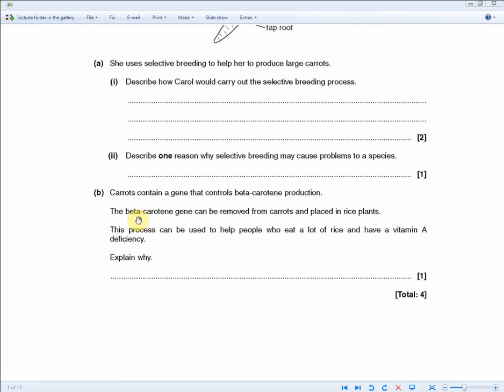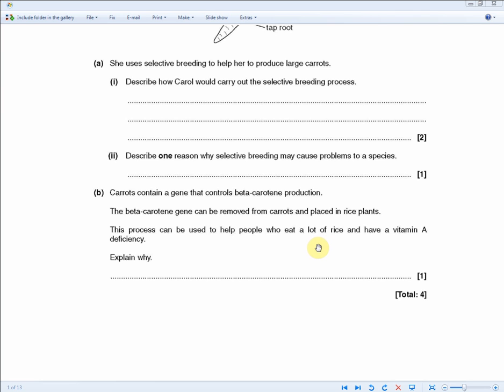If the beta-carotene gene can be removed from the carrots and then placed into the rice plants, therefore those who then eat the rice plants will now contain vitamin A, because these beta-carotene genes produce vitamin A. So this process can be used to help people who eat a lot of rice and have vitamin A deficiency, because now they can eat rice that contains vitamin A. The answer is kind of within the question, you just have to read it carefully.